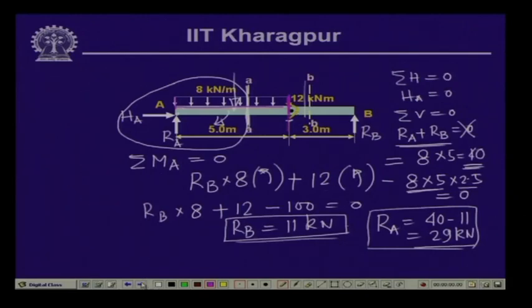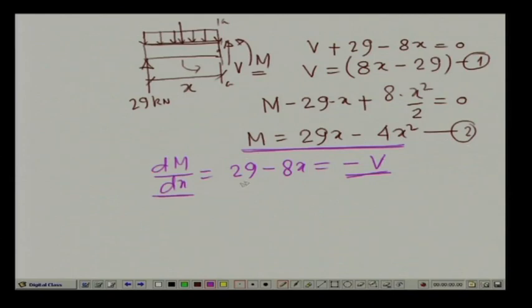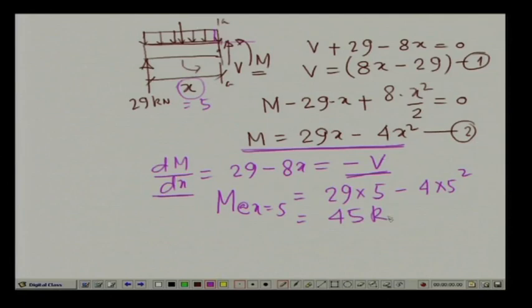So, let us see what is the consequence to that. Now, the distance x, if we substitute this as equals to 5, where the uniformly distributed load ends, then the moment at a distance x equals to 5 is equals to 29 into 5 minus 4 into 5 square. So, this gives us a value of 45 kilonewton meter. Now, what happens is that the moment at that particular point is equals to 45 kilonewton meter.